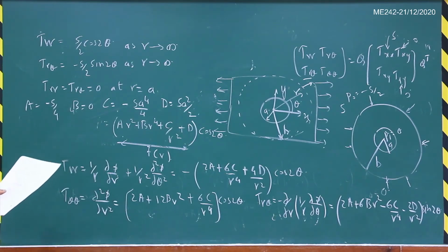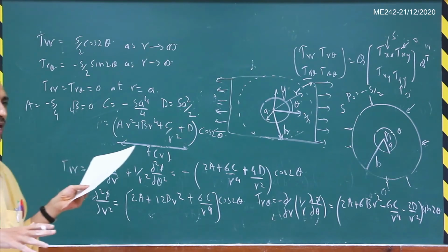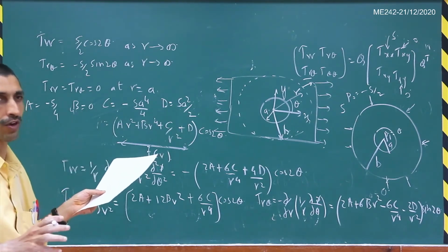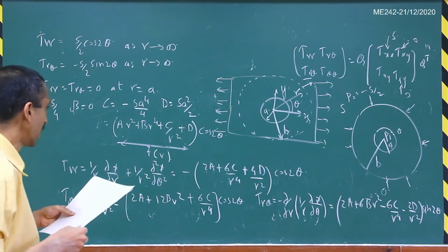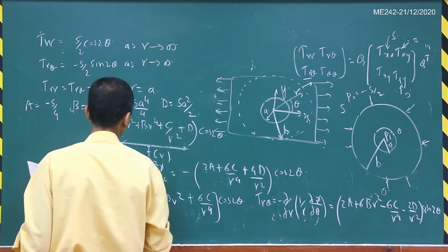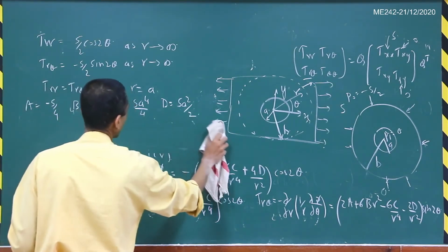Okay, so now I can superpose, right? So I have got the solution for part A, I have got the solution for part B. Now I can superpose these two solutions and then see what the total solution looks like. Okay, so let's look at that now.